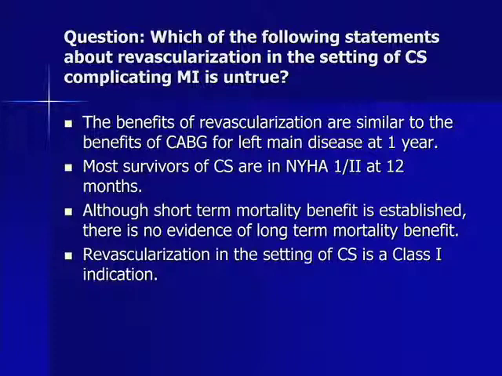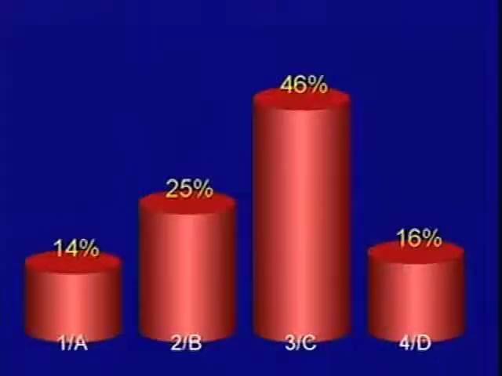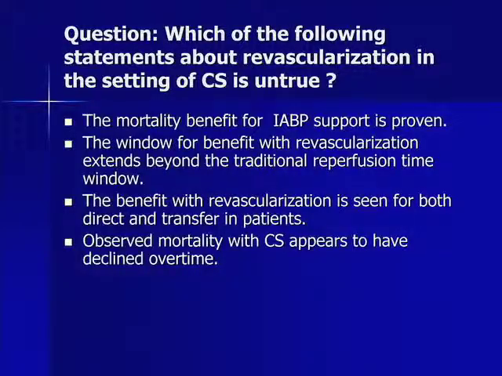So which of these is untrue? 3 of these statements are true. So you have a split. Most folks picked C, that although there's short-term benefit, there is no evidence of long-term mortality benefit, which is the wrong answer. Let's move on. Let's do both these questions and we'll come back to the whole concept again.